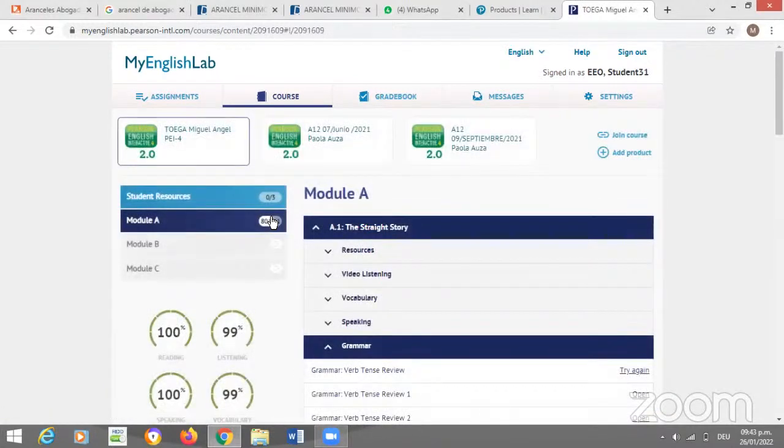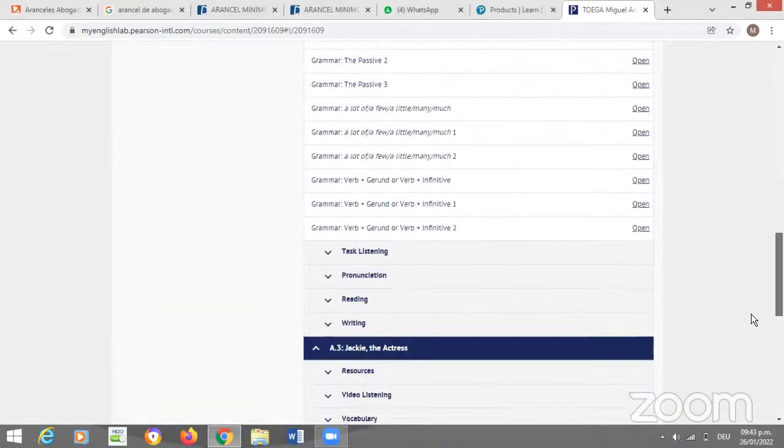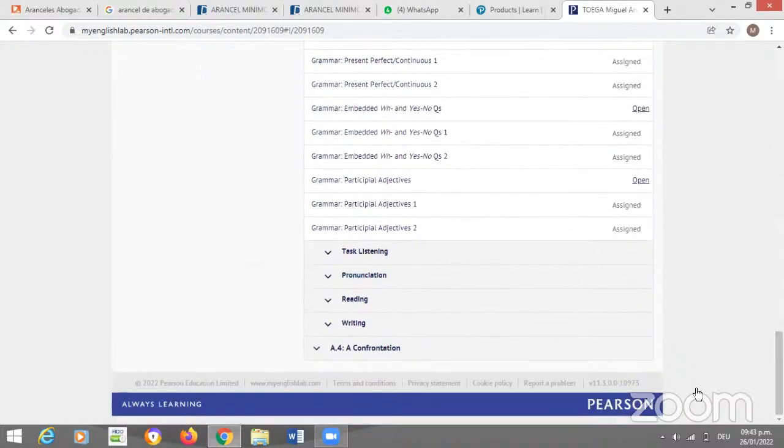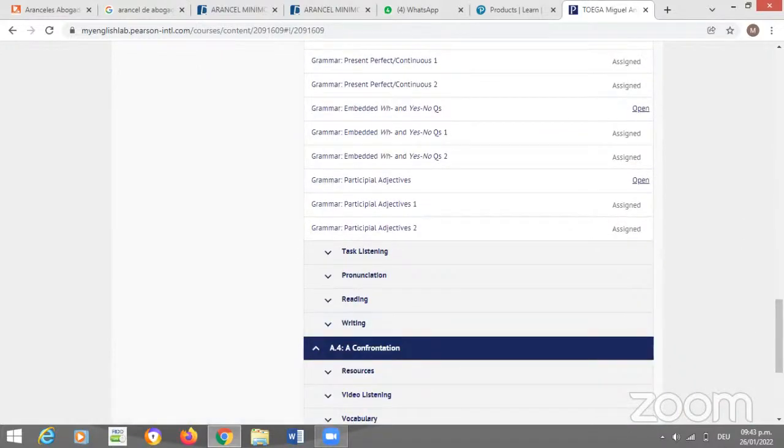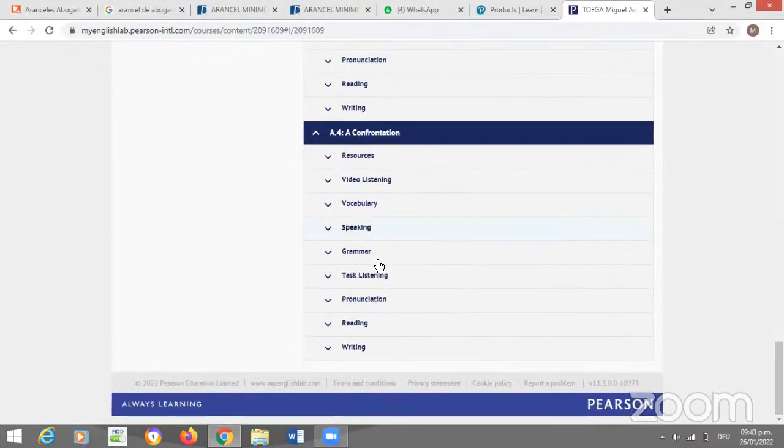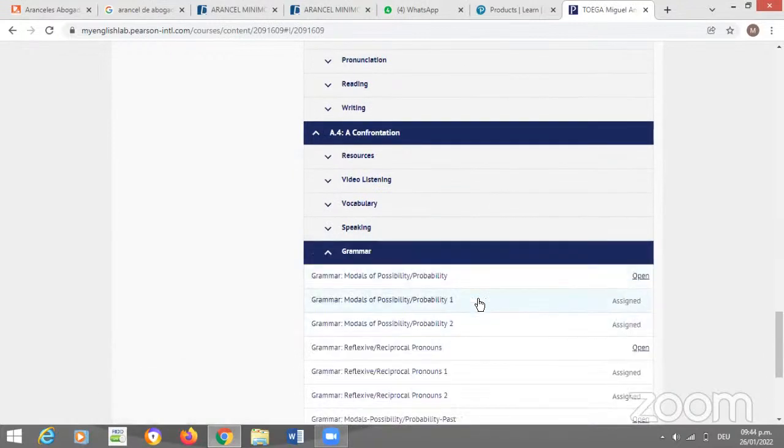Okay, so unit 4. Grammar. Yes, the first one.